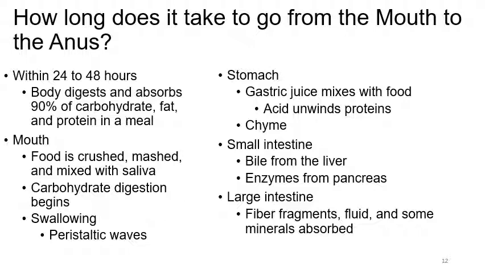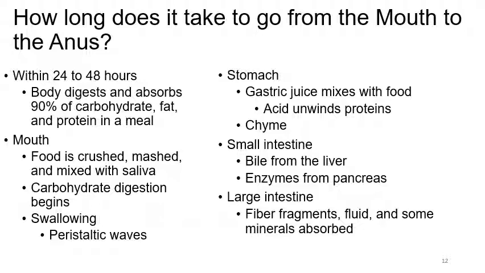How long does it take to go from the mouth to the anus? So from one end of the gastrointestinal tract tube to the other end. It takes about 24 to 48 hours. So it isn't immediate. It's not like I'm going to eat something and, oh wow, in 3 to 6 hours I pooped it out. No, it doesn't work that way. It's 24 to 48 hours.